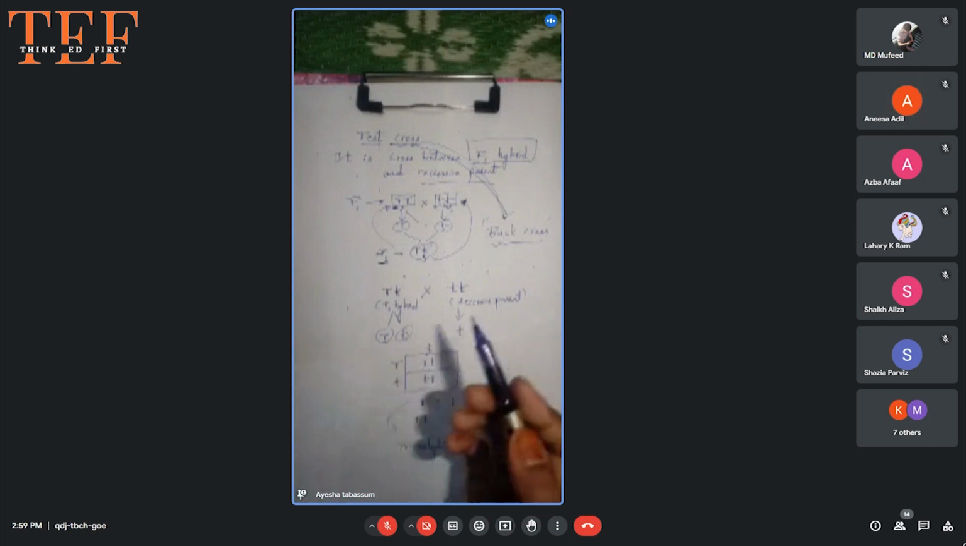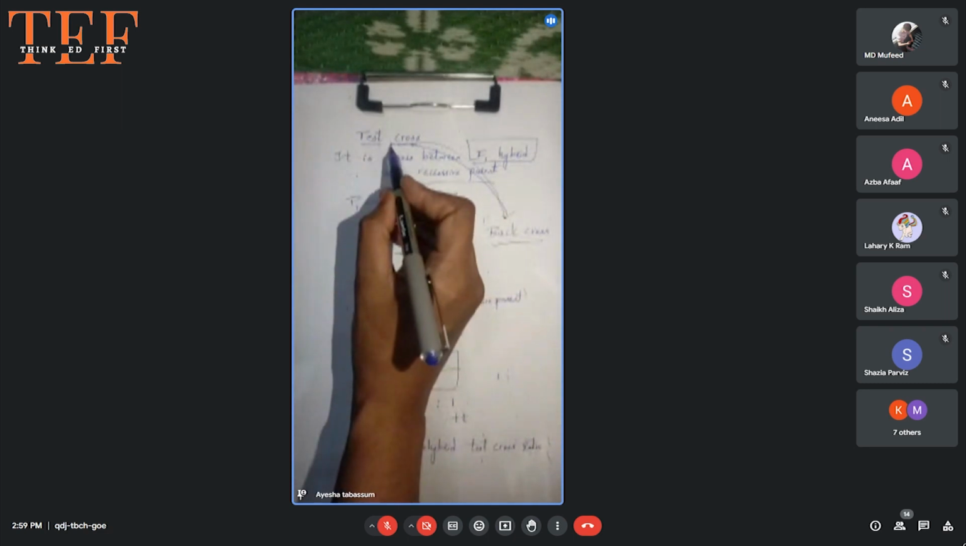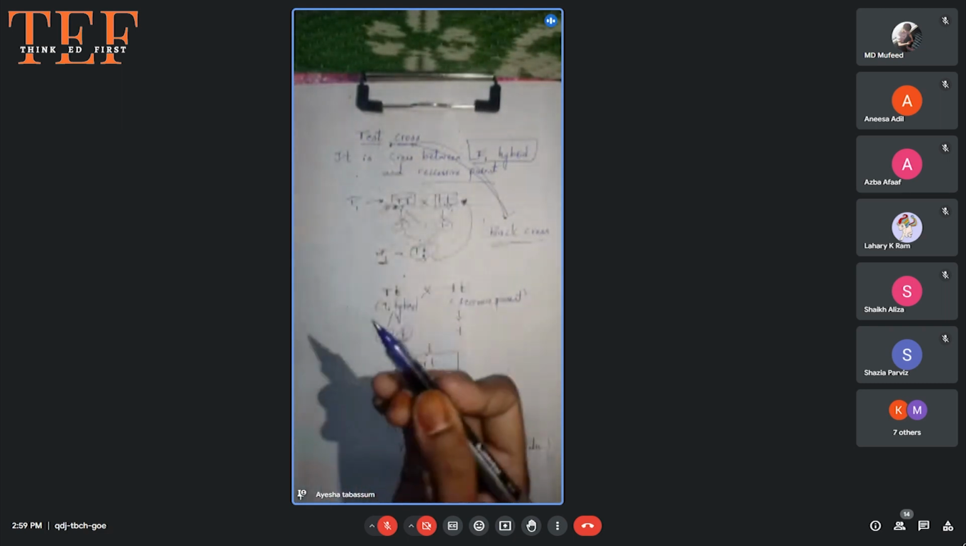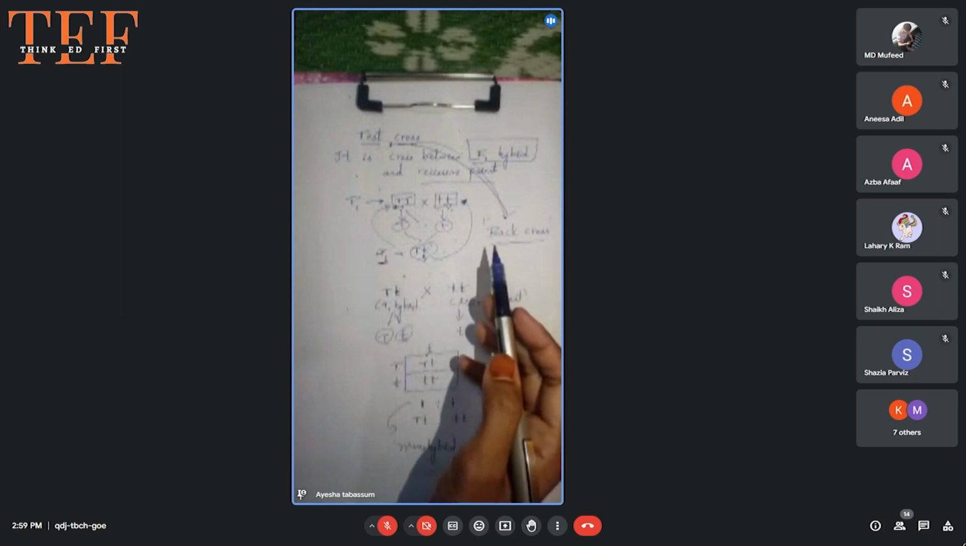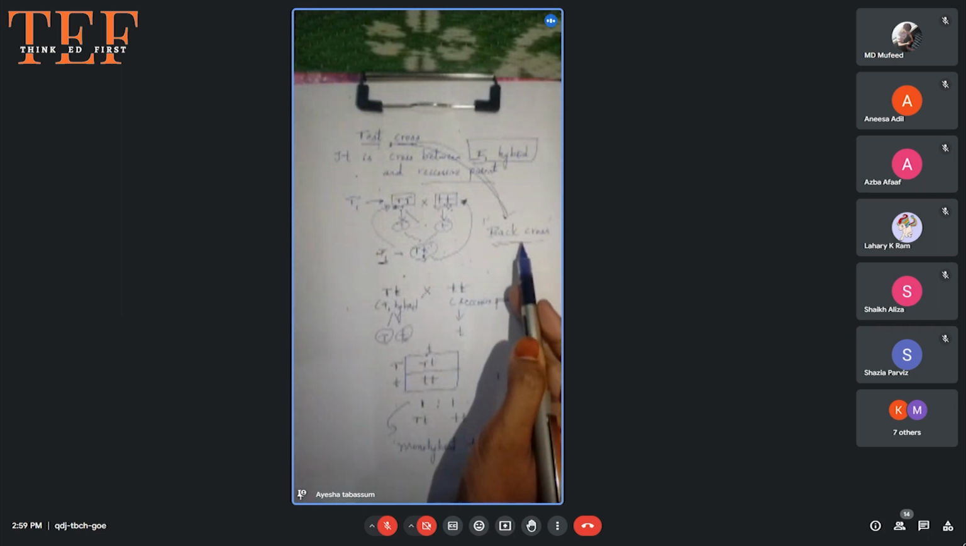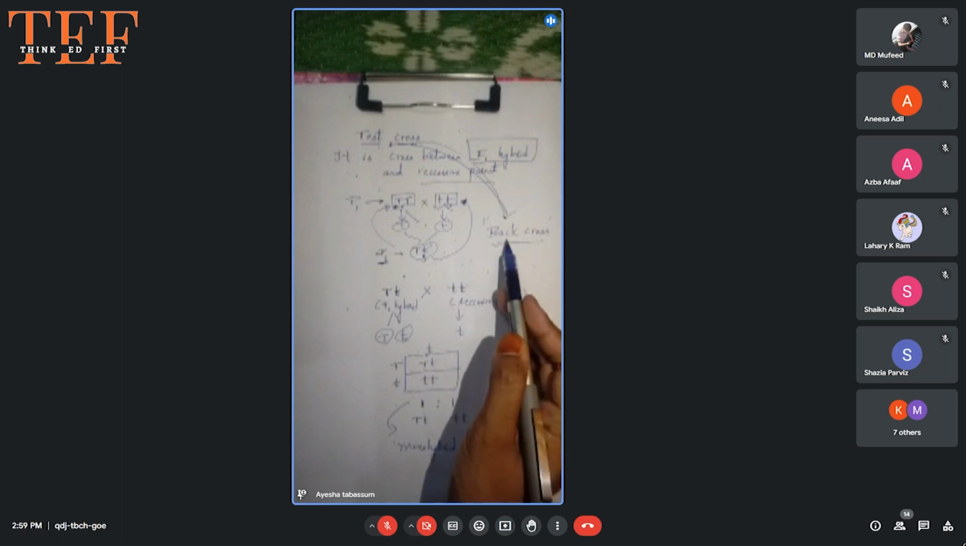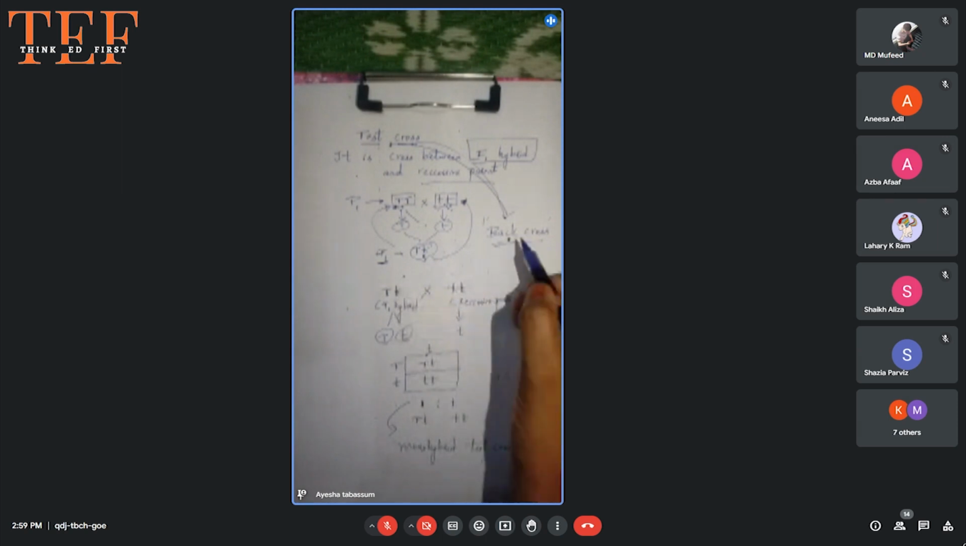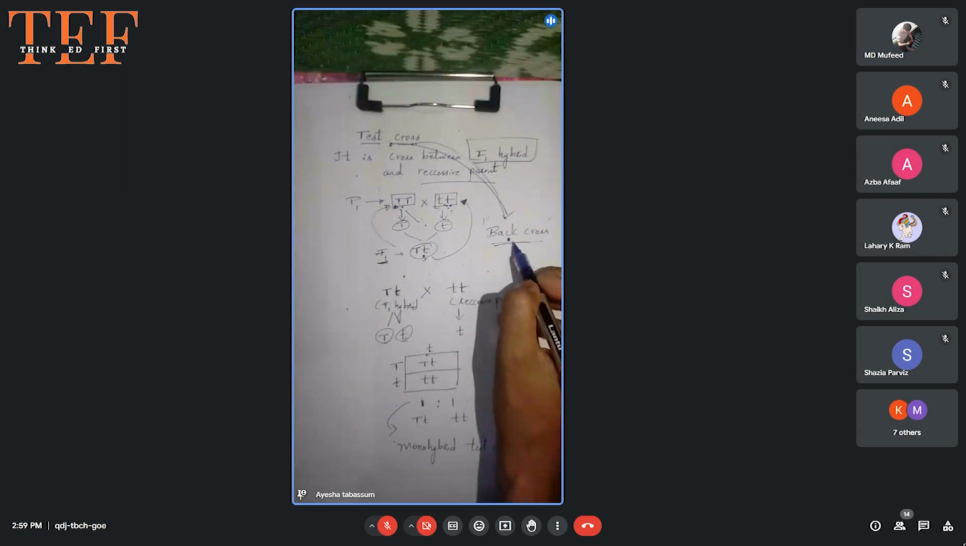Most probably they will ask you about test cross only. But in case of assertion and reason, if they ask you test cross is a type of back cross, your answer should be true. So that's why I'm making you clear. Did you get my point? This point should be clear in your mind that test cross is a type of back cross. Clear?